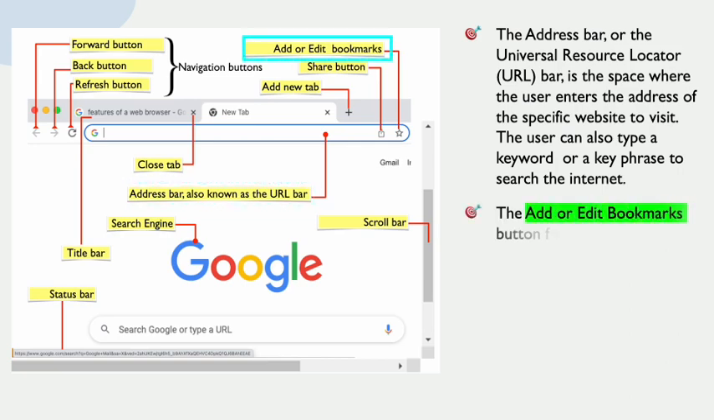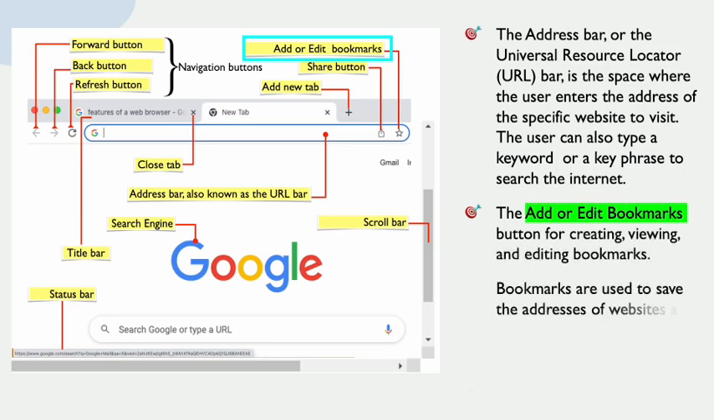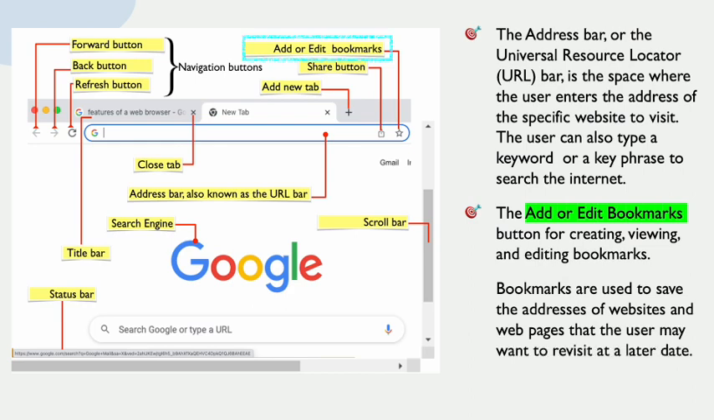The Add or Edit Bookmarks button is used for creating, viewing, and editing bookmarks. Bookmarks are used to save the addresses of websites and web pages that the user may want to revisit at a later date.